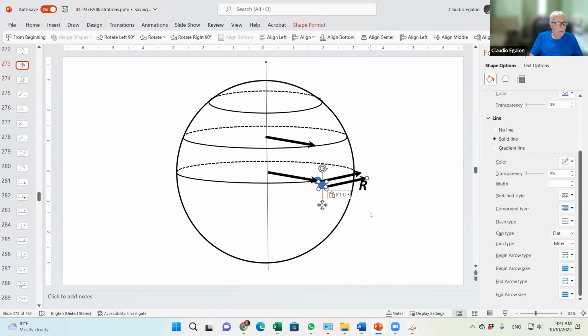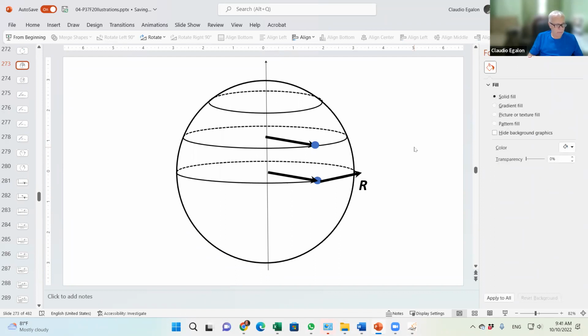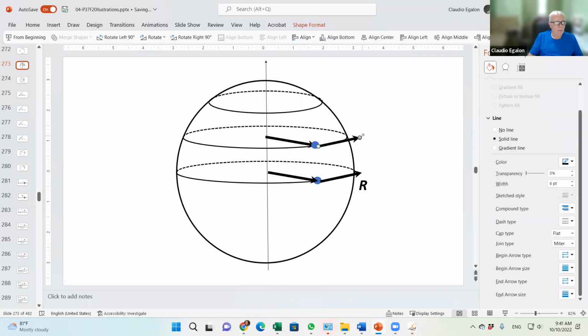All right, here you go. This other point here is going to have a different radius as well, and a different velocity vector as well. It will undergo a shorter distance in the same amount of time. So the velocity vector is going to be slightly shorter.